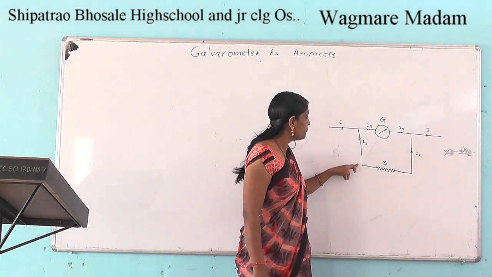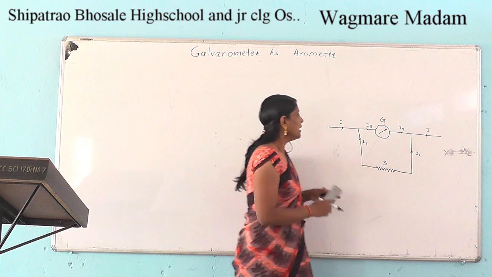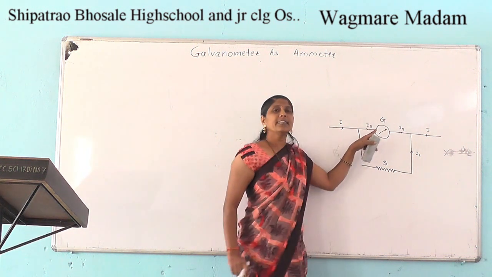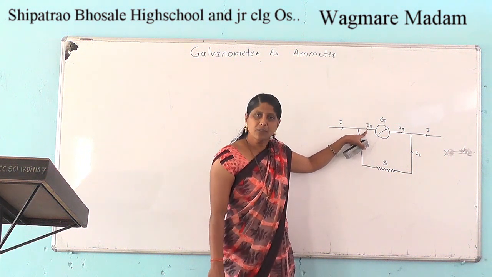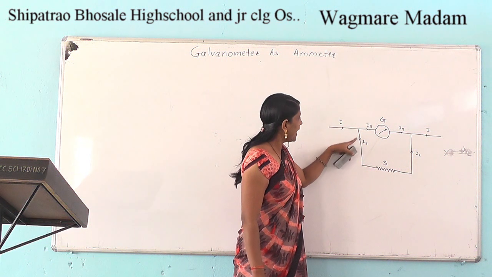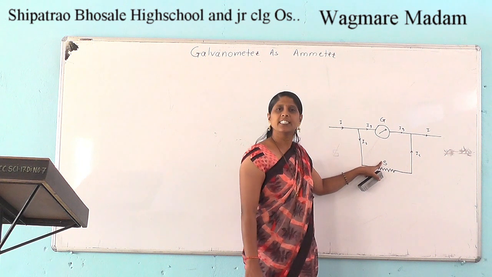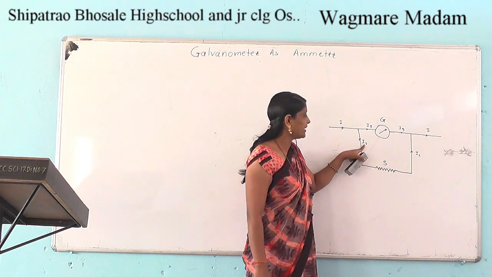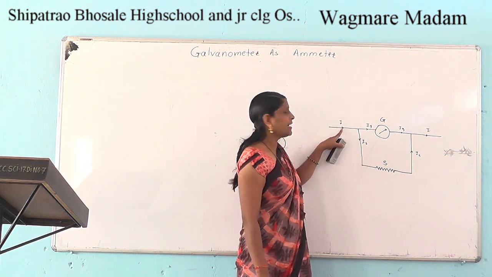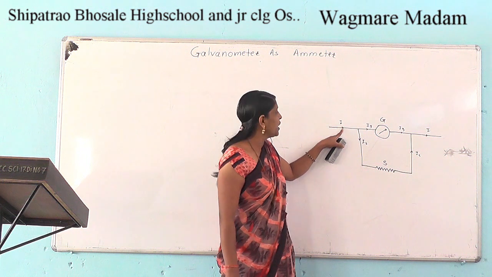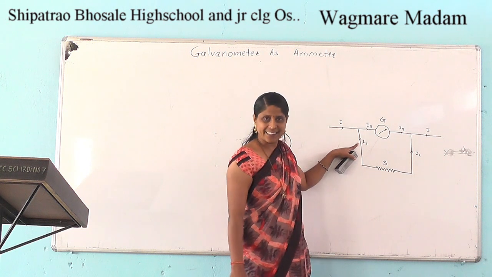This excess current will flow through this path and will be joined here. Now, G is the resistance of the galvanometer. Ig is the current flowing through the galvanometer. Then the excess path given here has the shunt resistance. S is the resistance and Is is the current flowing through this resistance. Here, the current I, which is flowing in the circuit, will be split at this point into Ig and Is.